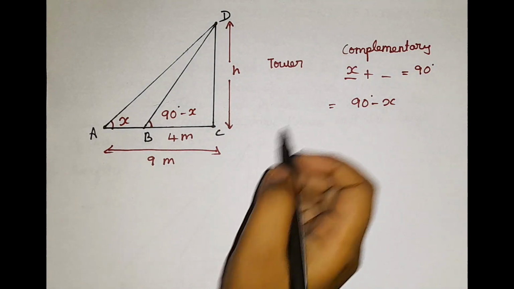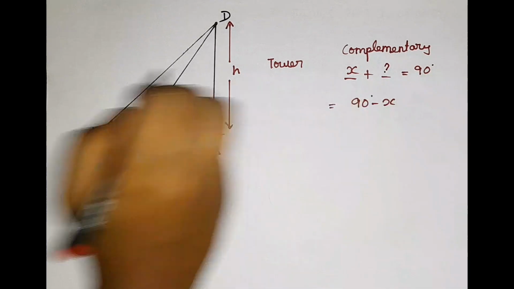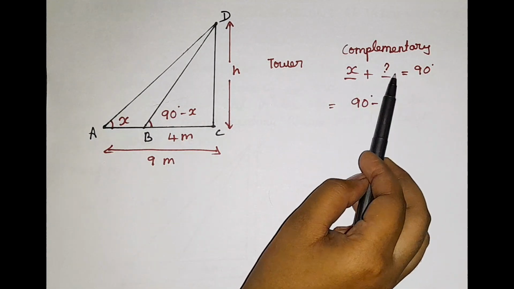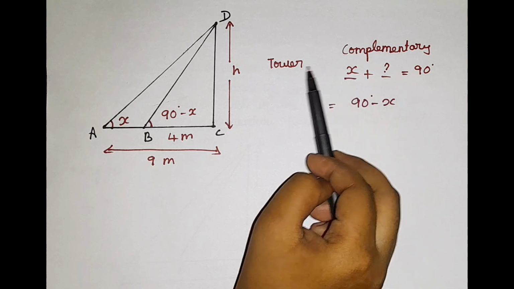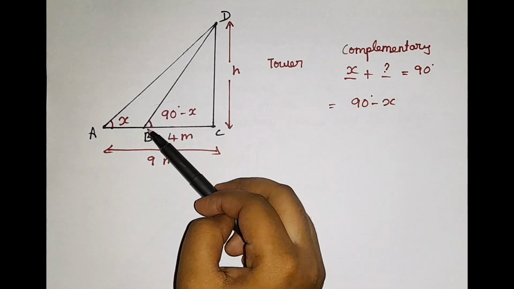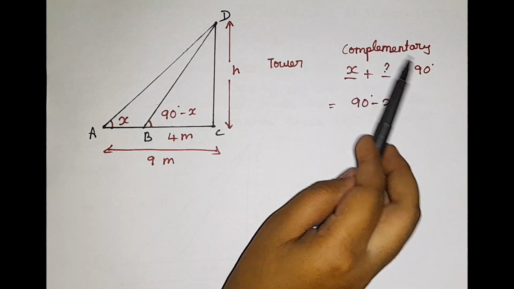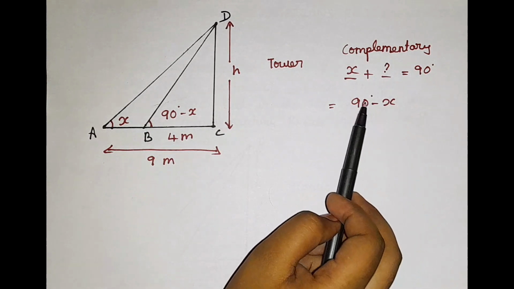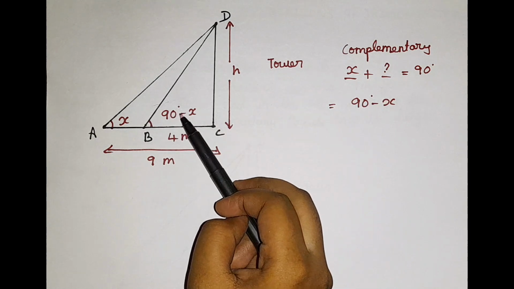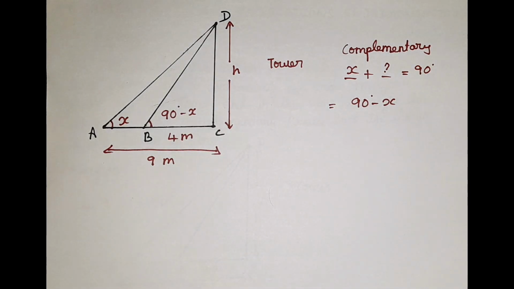Okay, so here we don't know one value, it is a question mark. Since the sum of the two angles is 90 degree, if I take one angle as x, then what will be the other angle? Just take that x to this side, so it changes into minus x. So the other angle is going to be 90 degree minus x. This is how we are supposed to find the other angle.